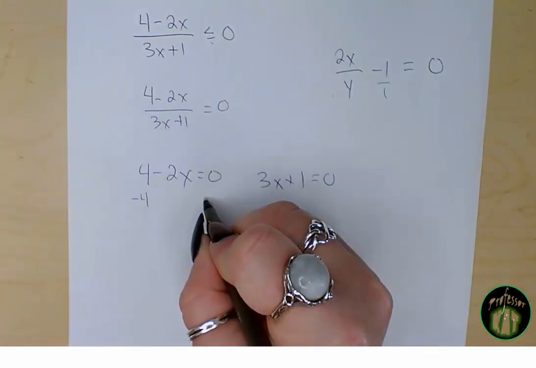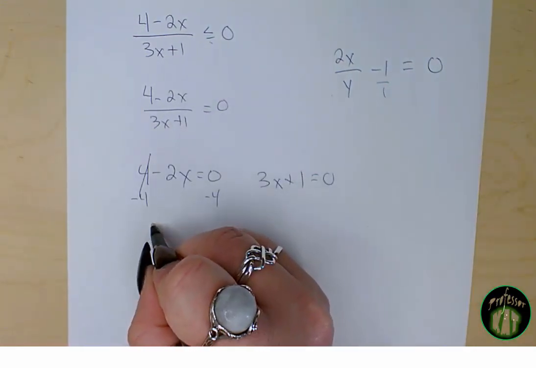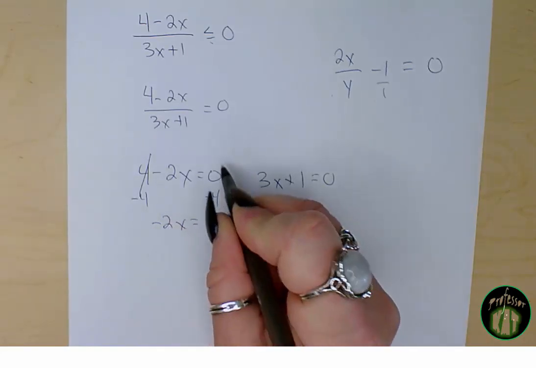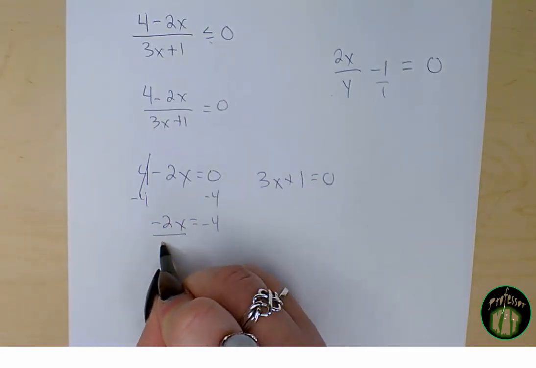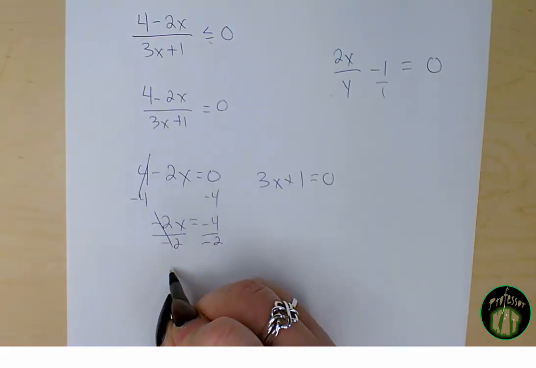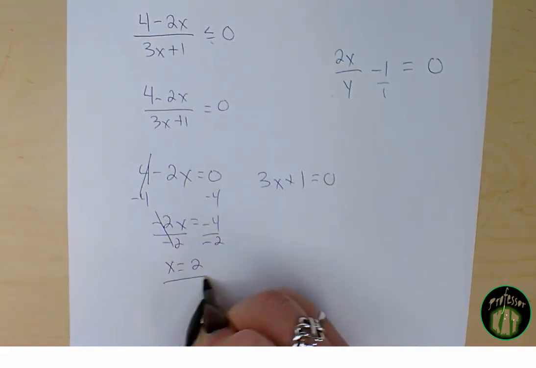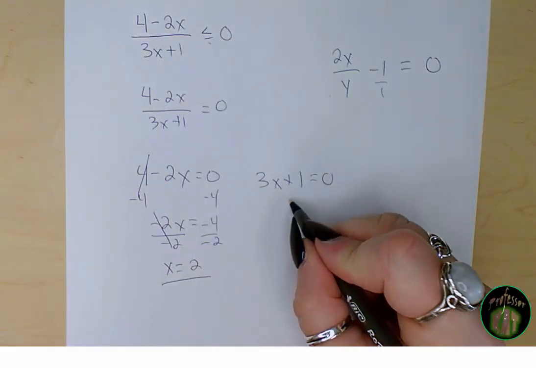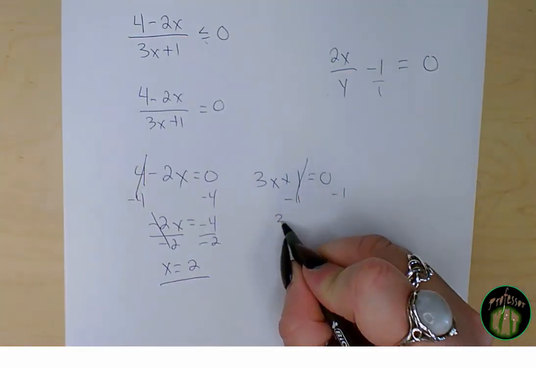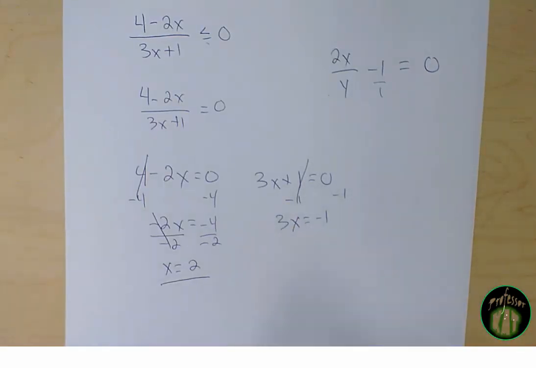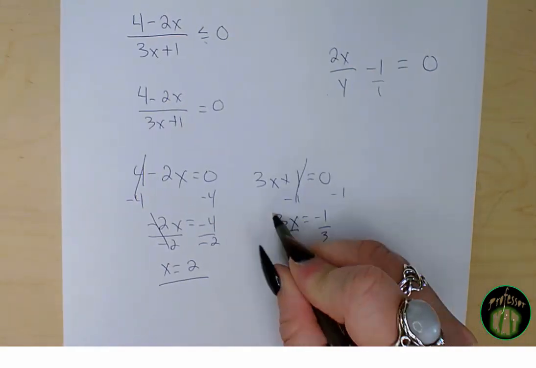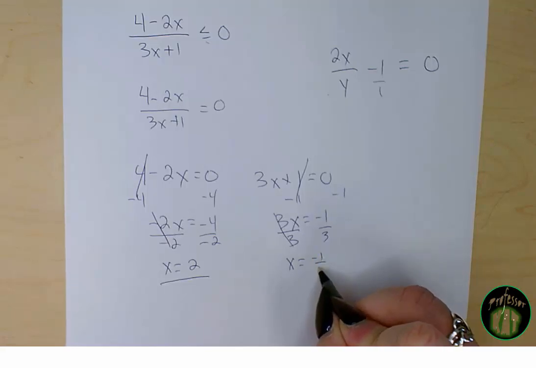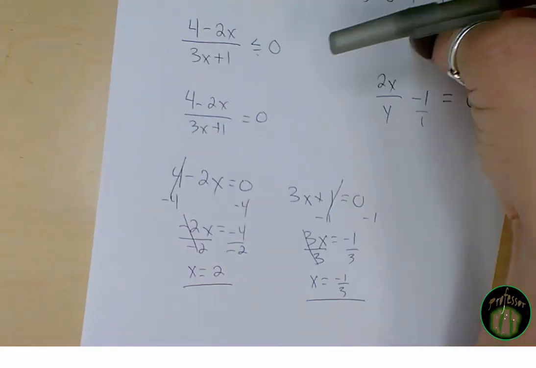So subtract the 4 on each side. Drop down the negative 2x, and that's now going to equal negative 4. Divide each side by negative 2, and x is equal to a positive 2. Pause there while you solve the other one. So subtract 1 on each side to get 3x is equal to negative 1, and divide out your coefficient to get x is equal to negative 1/3.